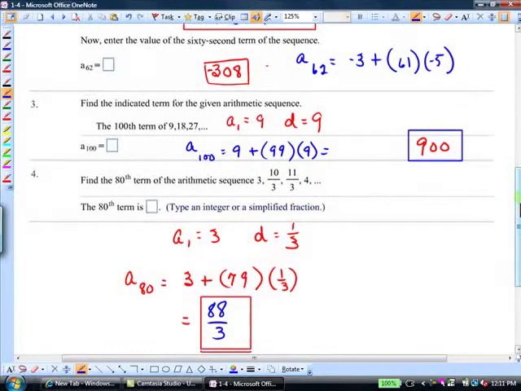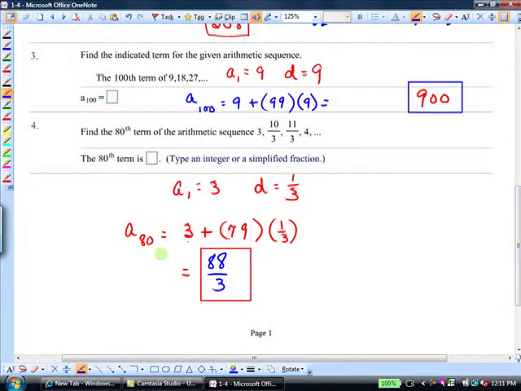And then you plug it into the formula. A sub 80 is 3 plus 79 times 1/3. Leave it as a fraction. Don't do it as a decimal. It tells you that right there, to do it as a fraction. 88 over 3. Questions on that? Okay.